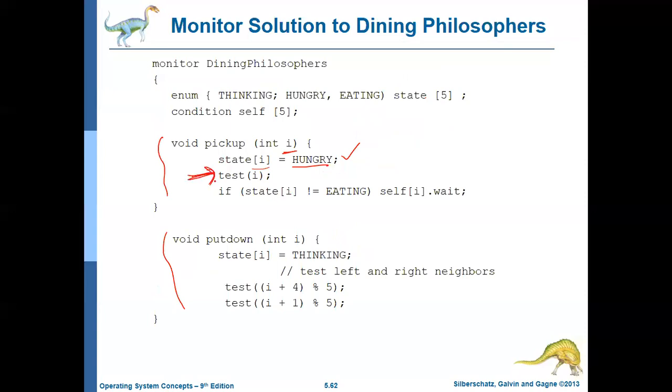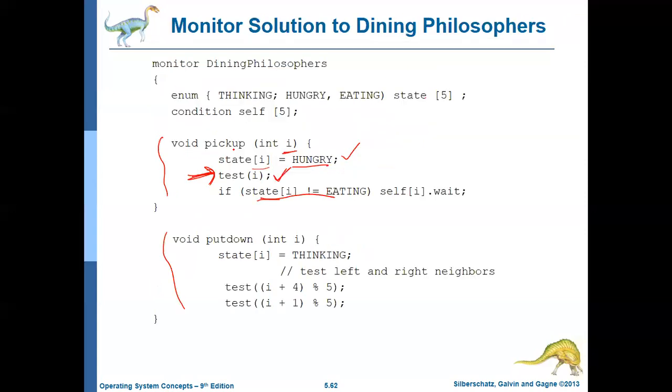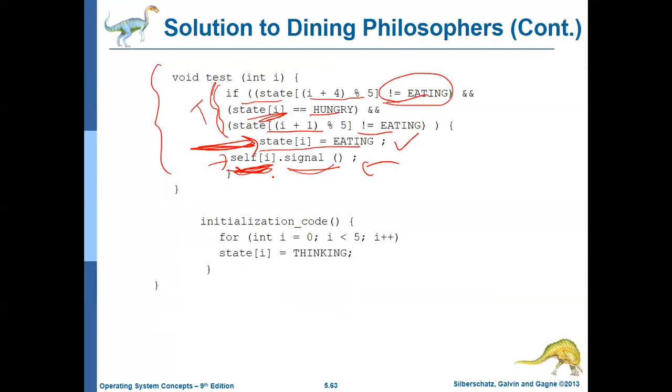If he is able to eat, he would have eaten and he would have put down the chopstick also. He has to put down the chopstick also, right? Now suppose that state of I after this test function is not eating. When this condition I told you, all of them had to be true, then only the state of this particular person becomes eating. So it is set to eating. But when you come out of the test function, suppose this particular condition was not true and he was not able to signal also. Okay.